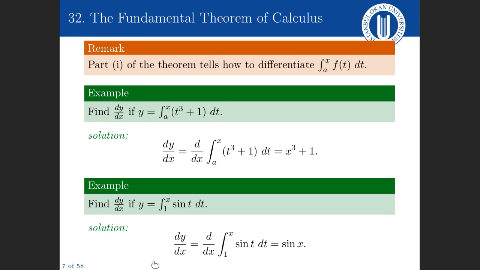Another one. Find dy dx if y is equal to the integral from 1 to x of sine t dt. To solve this problem, we just take the integrand sine t and replace t by x. So we just get the answer sine x.